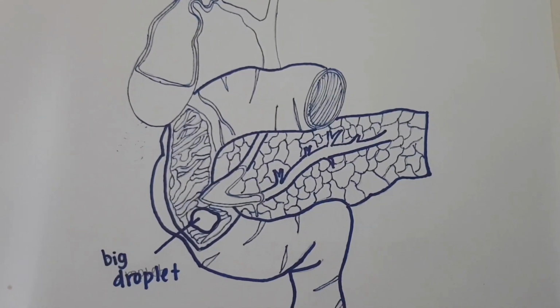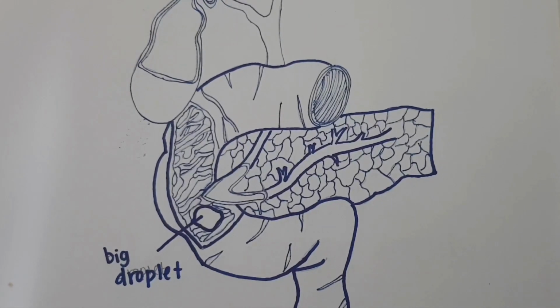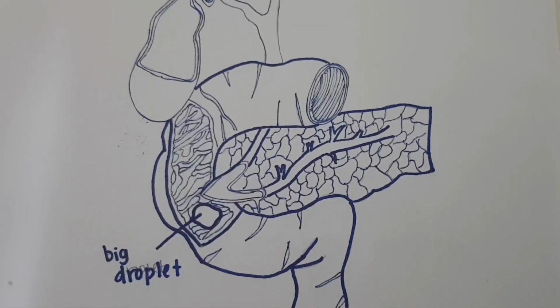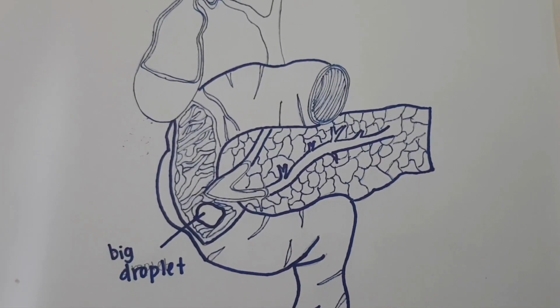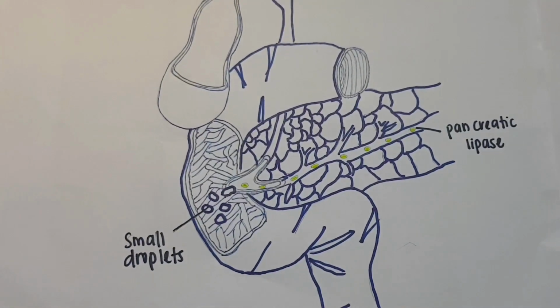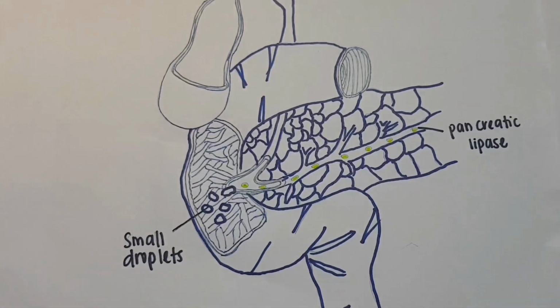When large droplets arrive at the small intestine, they are not digested at all. These large droplets remain until bile, which is produced in the liver and stored in the gallbladder, mixes with the large droplets. When the pancreatic lipase acts on the lipid, it breaks it down to free fatty acids and monoglycerides.